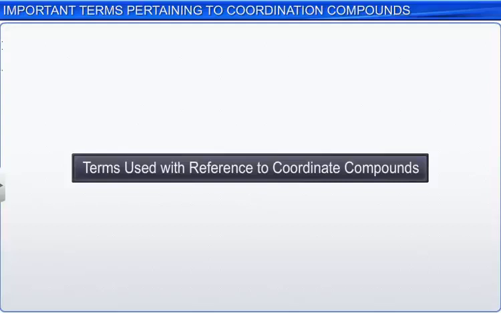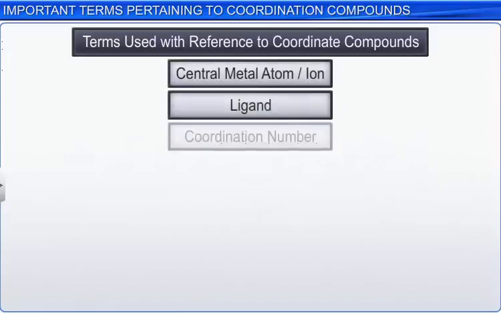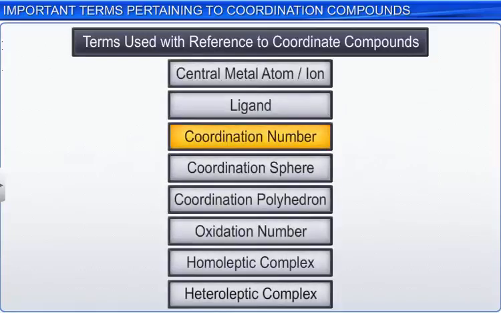Similar to the terms central metal and ligand, there are some other terms like coordination number, coordination sphere, coordination polyhedron, oxidation number, homoleptic complex, and heteroleptic complex, which are used with reference to coordinate compounds. Hence, you must get familiarized with these terms to understand different aspects of coordination chemistry. So let's go through these terms in detail.